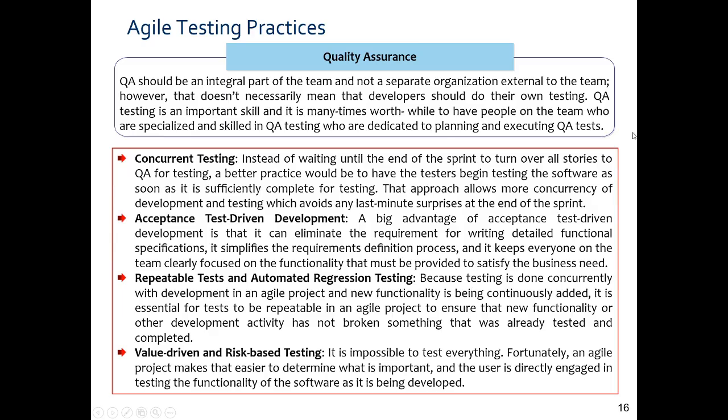Quality assurance. You may have concurrent testing. These are the approaches: acceptance test driven development, repeatable test, and automated regression testing, that is capture and replay, value driven and risk based testing. These are part and parcel of black box testing. There are two important approaches in testing: white box testing and black box. If you are into the internals of any component, you are doing white box. If you are testing it from outside, you are doing black box, right?